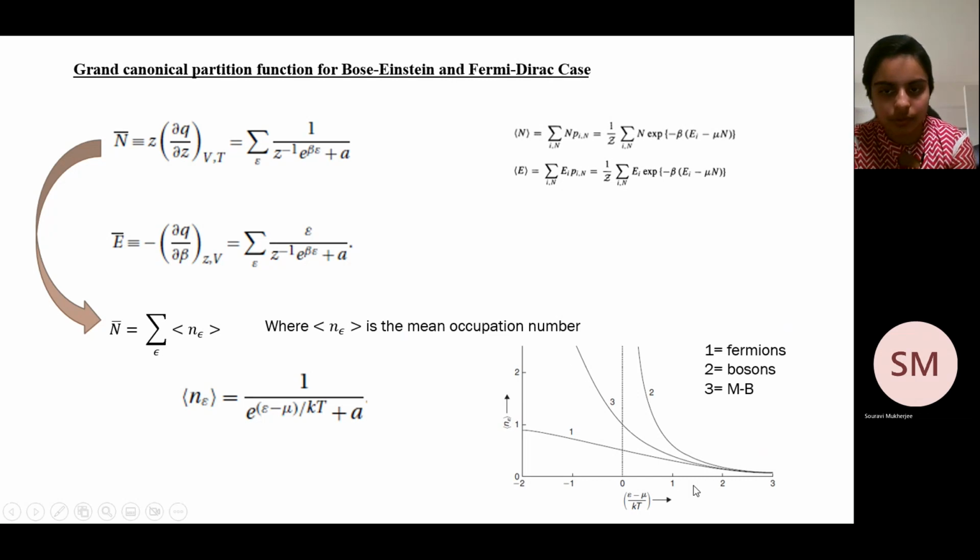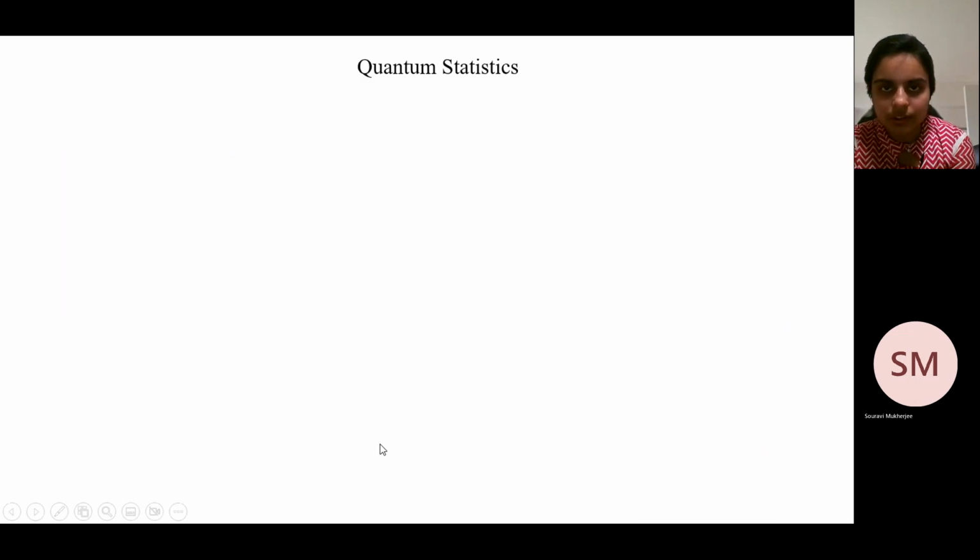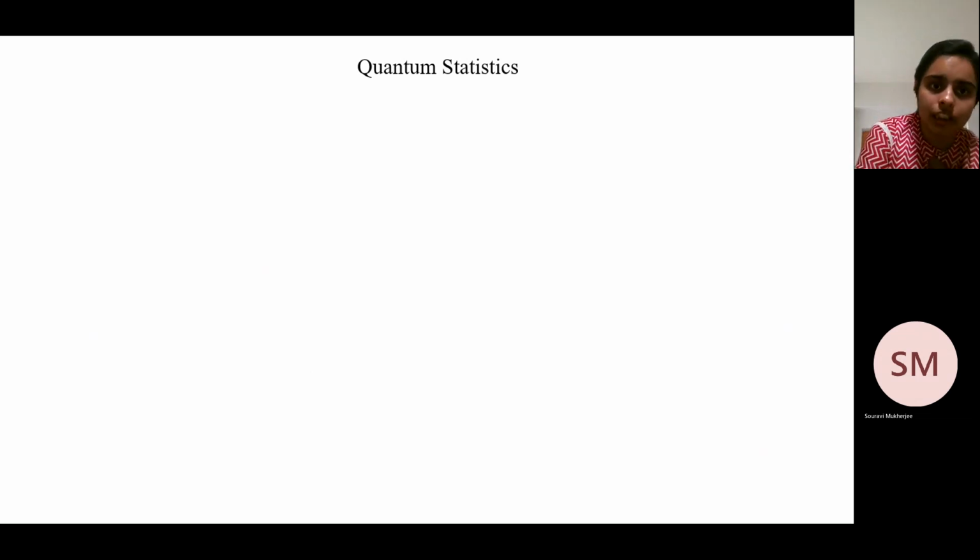And this is for the Maxwell-Boltzmann case. So till now, what did we discuss? We discussed how the grand canonical partition function looks for a Bose gas, how we can write PV by KT in terms of the grand canonical partition function, and how the mean occupation number looks. Now we'll use this information to study the thermodynamic properties of the ideal Bose gas.